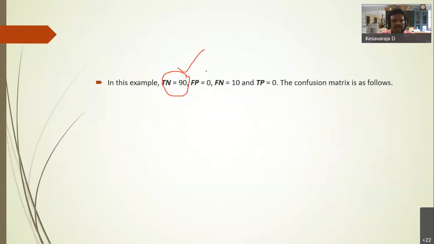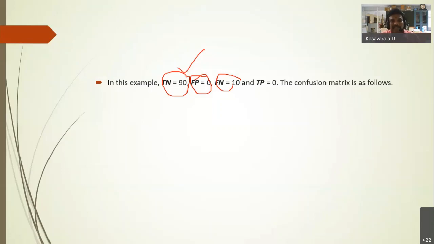Then false positive is 0. False negative: all the 10 diseased people, the system says they are also healthy. So totally, and please listen carefully, of 100 people, 90 people are healthy and the system says healthy. 10 people have disease, but the system says healthy. So the system said all 100 people are healthy.